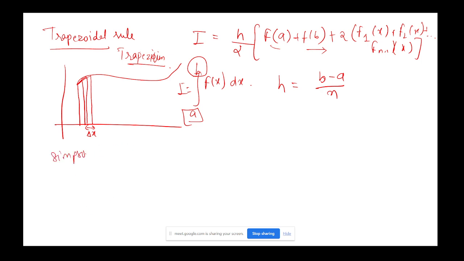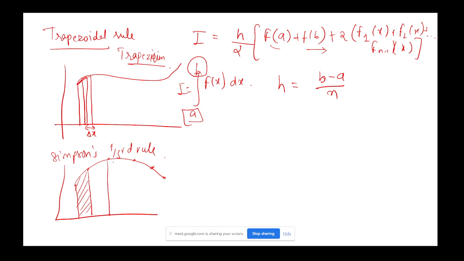So, the 1/3 rule. You consider the first, second, third point and try to form a parabola. Try to construct a parabola and you find out the area of this parabola. Okay, this is one parabola, this is another parabola. So you're trying to find out the area under the curve of each parabola, and you later sum it up.